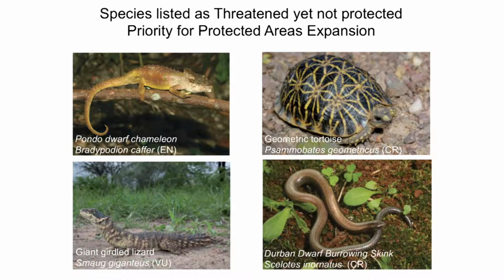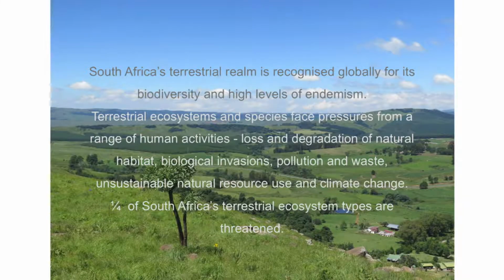We also have species that are listed as threatened, yet they are not protected. And these species are now a priority for protected areas expansion. So now looking at just the terrestrial realm, we know that it's globally recognized for high levels of endemism, yet because of the pressures, especially around human activities, 1/4 of South Africa's terrestrial ecosystem types are threatened.